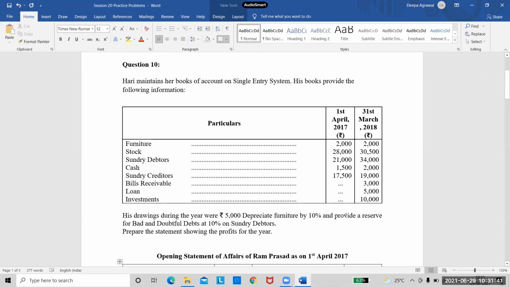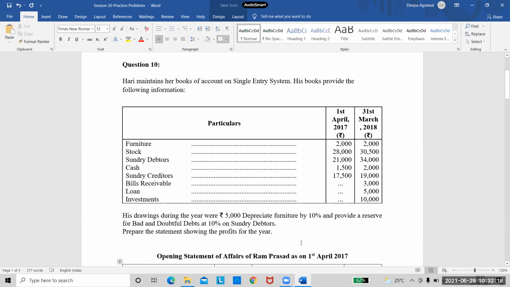The next one is provide a reserve for bad and doubtful debts at 10% on debtors. Ma'am, again, can we do it directly in the statement of affairs? Yeah, we can do it in both ways. Either you can do it in the closing statement of affairs, where all the adjustments should be done at one place. Otherwise, you can do all adjustments in the statement of profit. Ma'am, the depreciation is for both the opening and the closing, right? Yeah, I will tell you that. So we also have a reserve for bad and doubtful debts at 10% on sundry debtors.